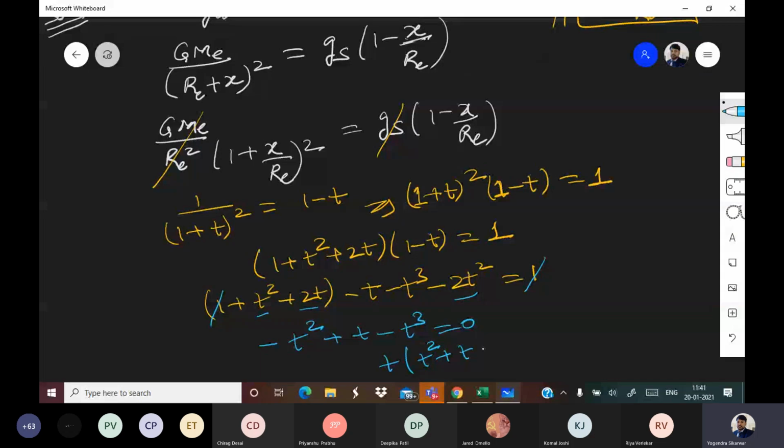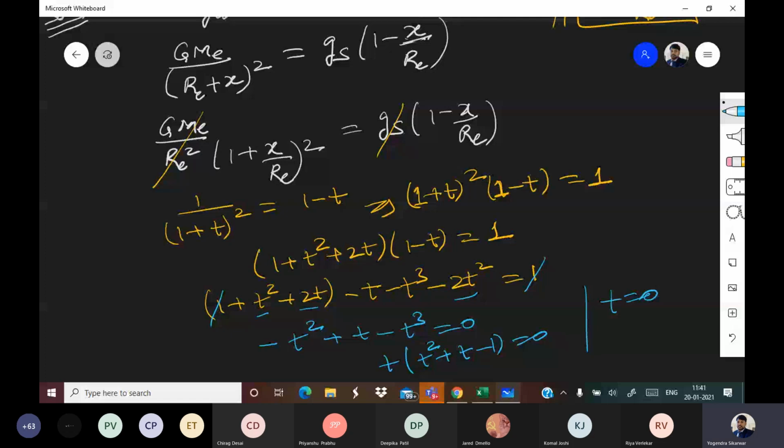Okay. Either you get T is equal to 0. That means it is the surface of Earth. So basically at surface of Earth, height is 0, depth is 0. So value will be same. But we are not interested in that. We are interested in the next one.